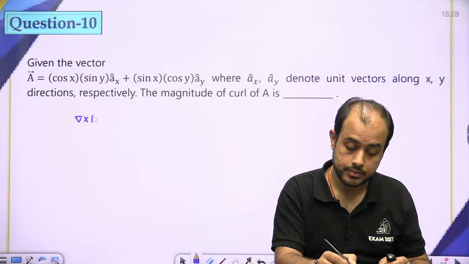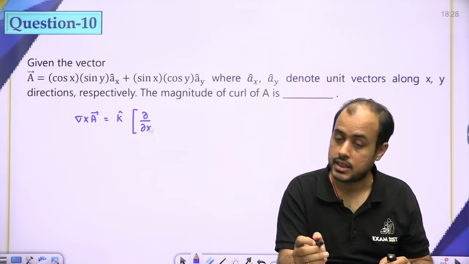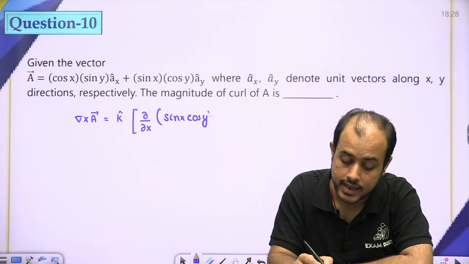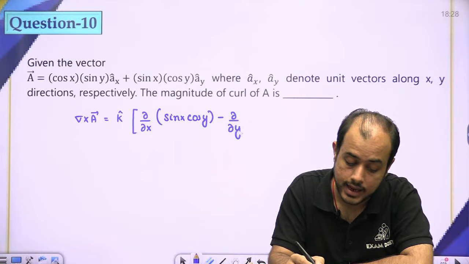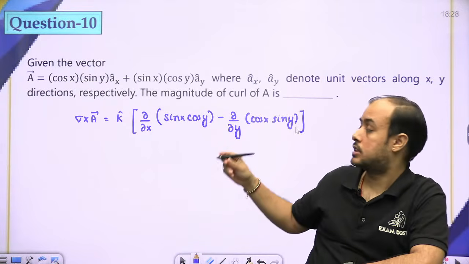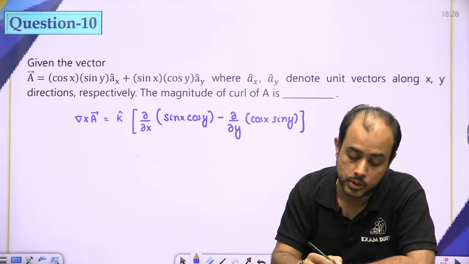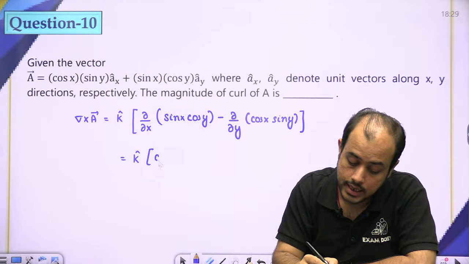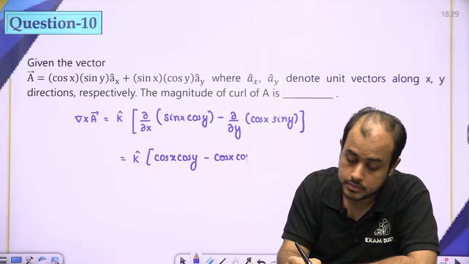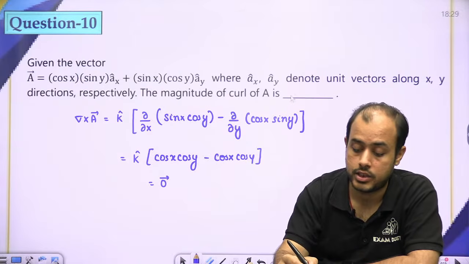Magnitude of curl of A. देखो मुझे ये पता है जो 2D वाले होते हैं ना, how to find the curl: take the derivative of y component with respect to x and x component with respect to y. ये डायरेक्ट आप कर सकते हो 2D में. ये आज मैं लाइन इंटीग्रेशन में भी काफी यूज किया हूं यार. So magnitude is 0.